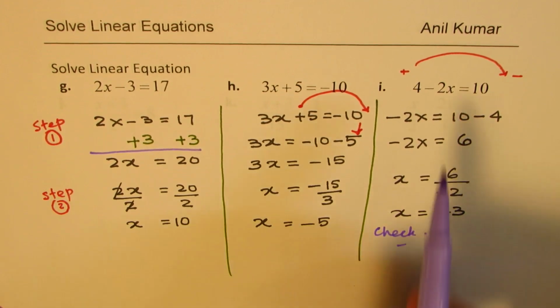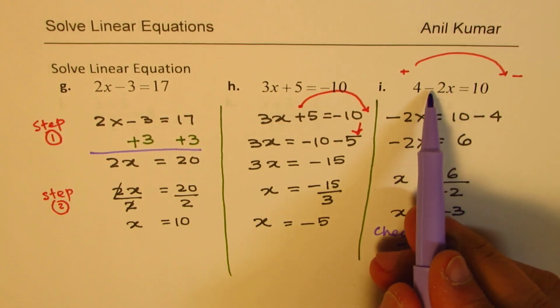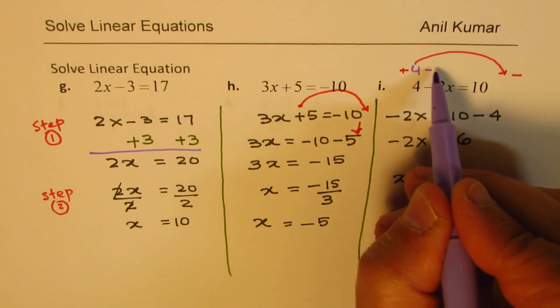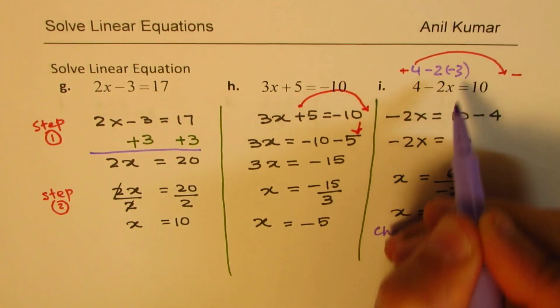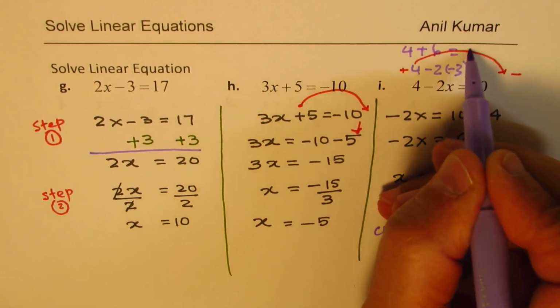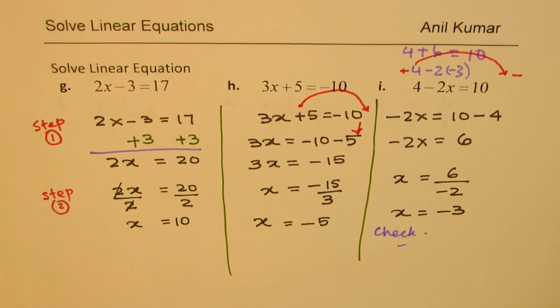Now you should check this out, right? So if you write minus 3 here, minus minus becomes plus. What do we get? We get 4 minus 2 times minus 3, so minus minus becomes plus. We get 4 plus 6, which is equal to 10. Does it make sense to you? So that is how you could check your answer also. I hope it is perfectly fine.